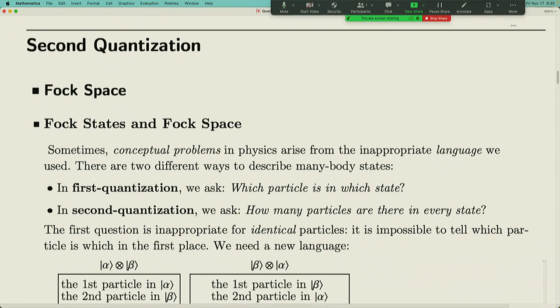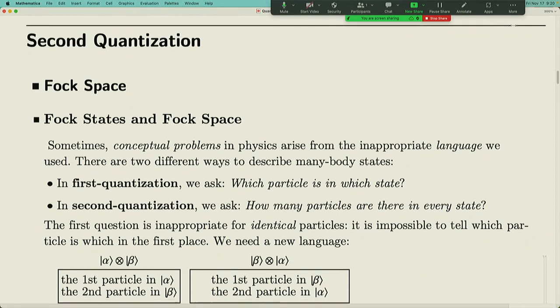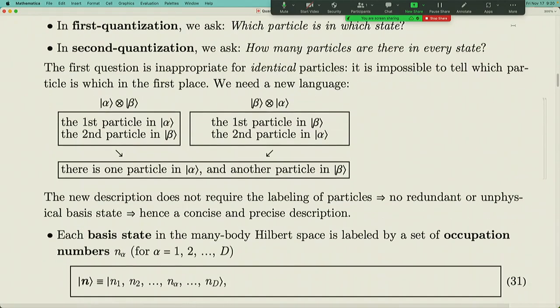Here is also the same thing. I have three possible states, and how can I fill my particles into the states? By answering how many particles there are in the first state, in the second state, and in the third state, for example. So that's the idea of changing the language. By changing the language, we will no longer encounter this problem of trying to identify which is the first particle and which is the second particle.